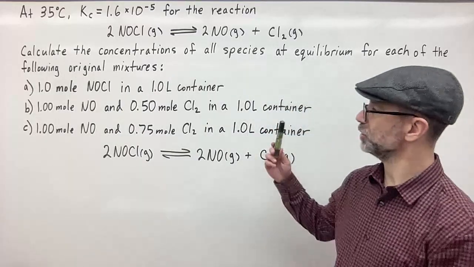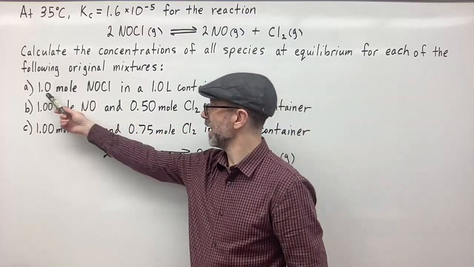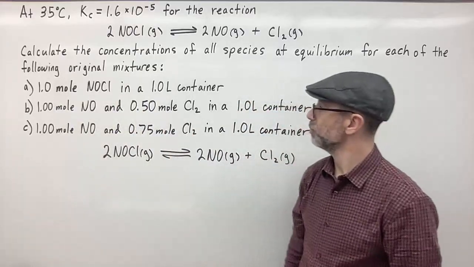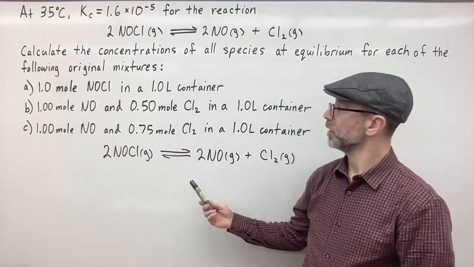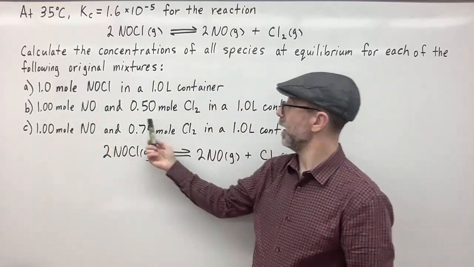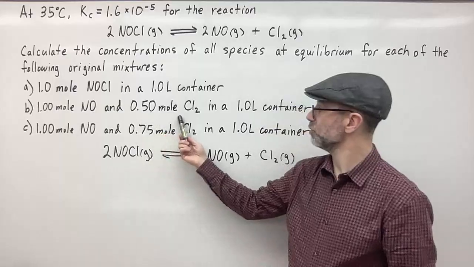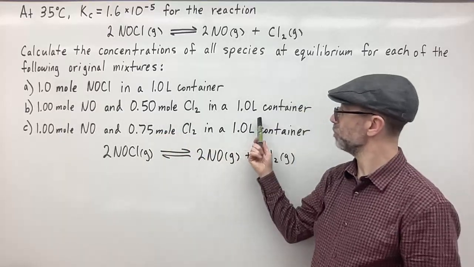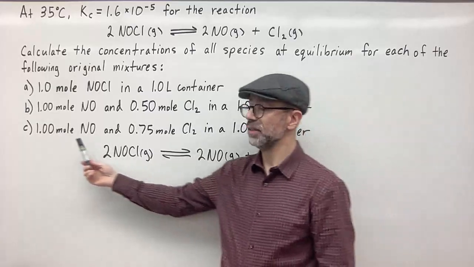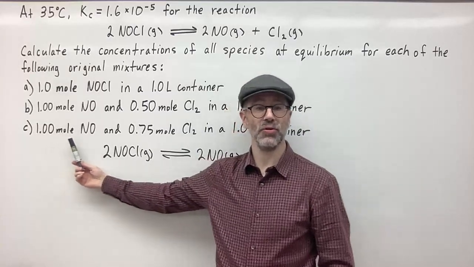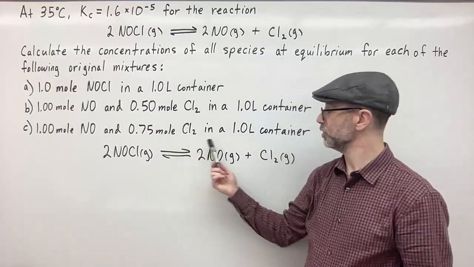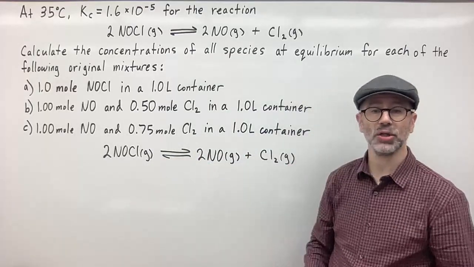The original mixtures are for A, you have 1 mole of NOCl in a 1.0 liter container. B, you have 1 mole of NO and 0.50 moles of Cl2 in a 1.0 liter container. And then C, you have 1.00 moles of NO and 0.75 moles of Cl2 in a 1.0 liter container.